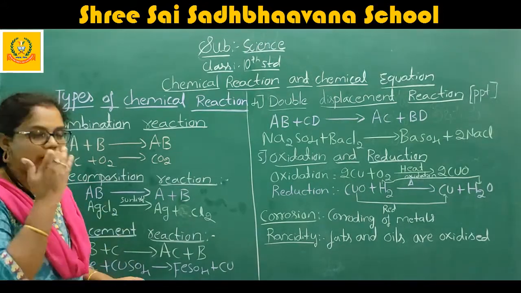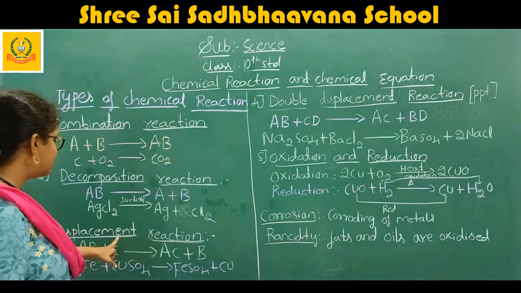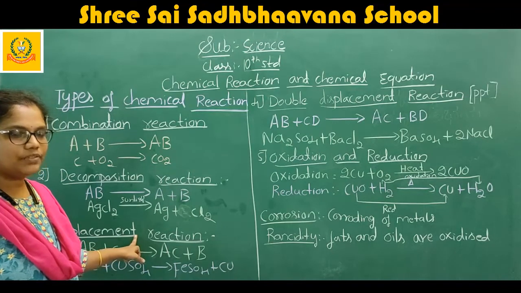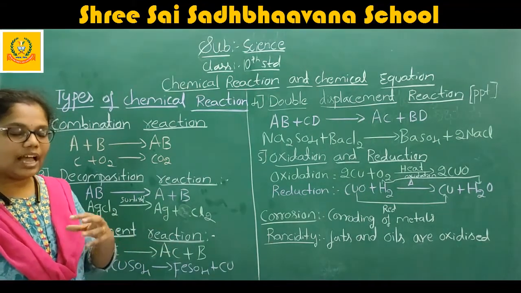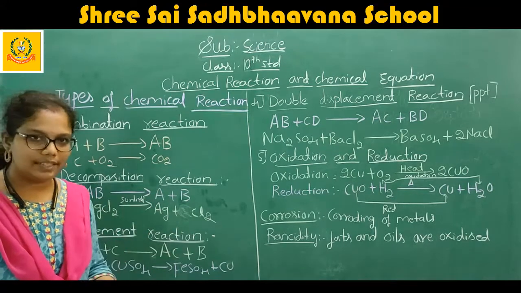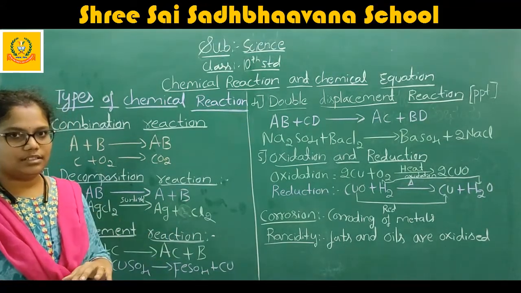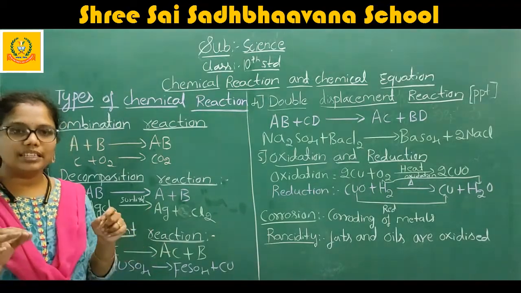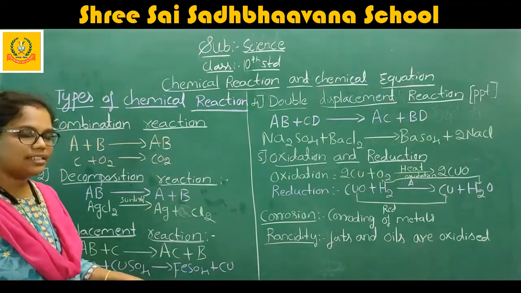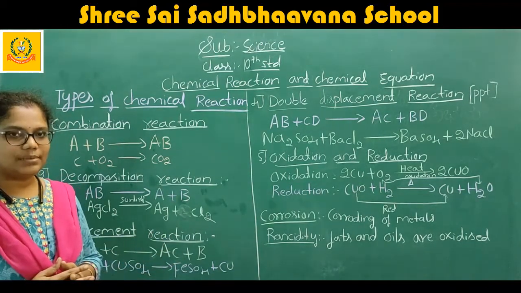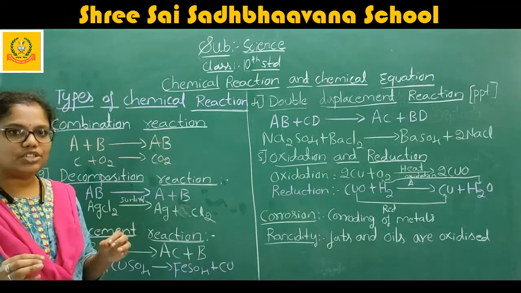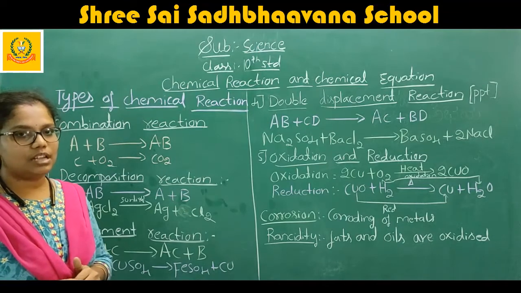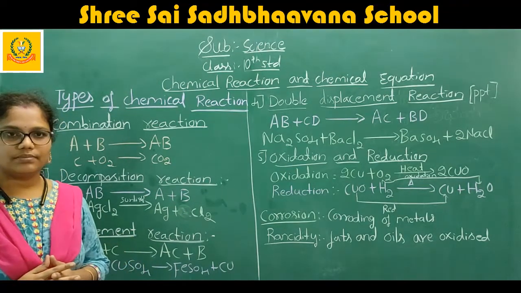Now, the third type of reaction we are going to discuss is the displacement reaction. What is the meaning of displacement? We remove one thing and in that place we add some other thing. It gets moved. What is displacement reaction? The reaction in which the higher constituent displaces the lower constituent. This type of reaction is known as displacement reaction.